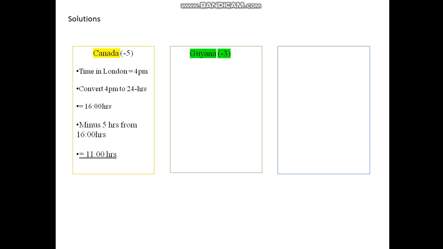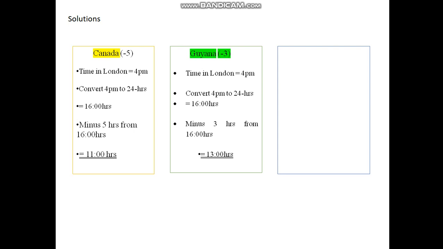Let's move on. Guyana is 3 hours behind the time in London. The time in London is 4 p.m. We have to convert the 4 p.m. to 24 hours because they ask us to do that. And when we convert it, we have 1600 hours. Because Guyana is 3 hours behind the time in London, we have to minus. And we have to minus 3 hours from 1600 hours. So when it's 1600 hours in London, the time in Guyana will be 1300 hours or 1 p.m. But they want the answer in 24-hour clock, so we have to keep it as 1300 hours.